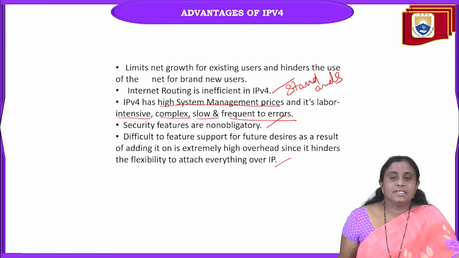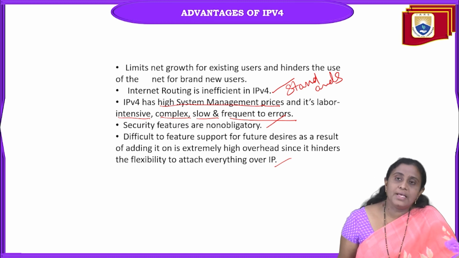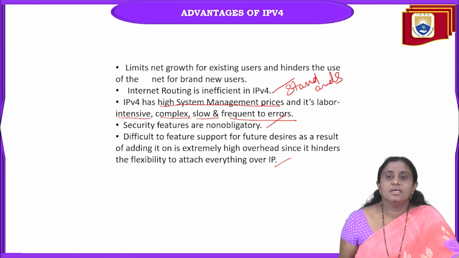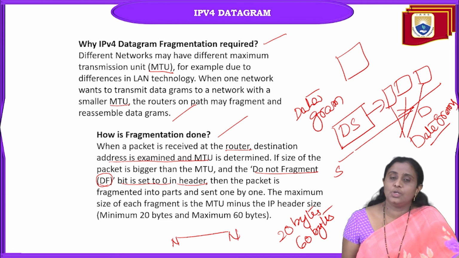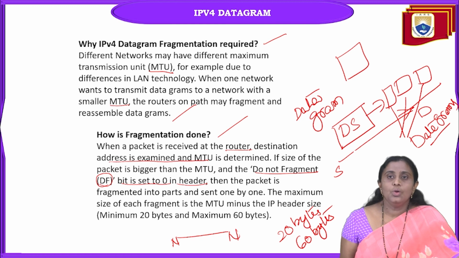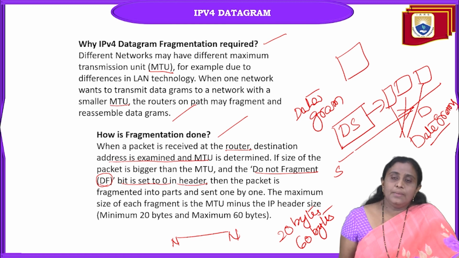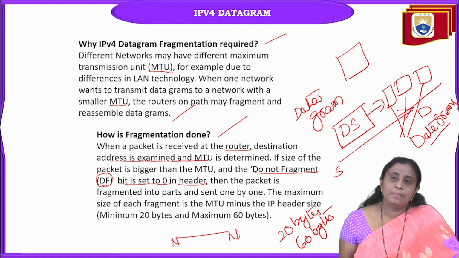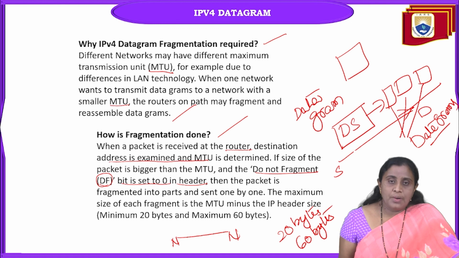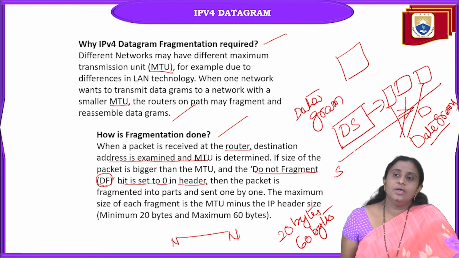Next, it has high system management prices, like labor intensive, complex, slow and prone to errors. Security features are non-obligatory. After that, datagram fragmentation and how it will be required: it will be required for the maximum transmission unit, what we can call the MTU. By this only we are able to move or split the data of 20 bytes to 60 bytes of data from one node to another node.